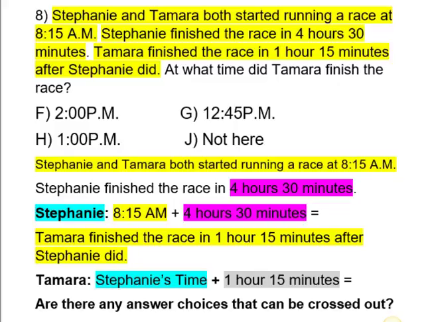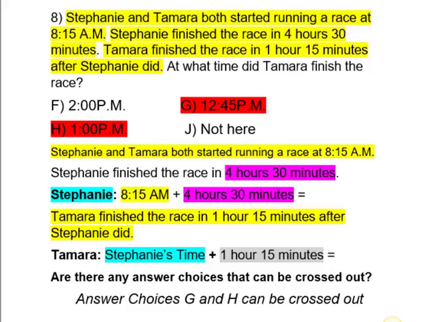Based on this information, are there any answer choices that can be crossed out? If you said G and H, you are correct. Okay, because for Stephanie's time, we add 4 hours. That'll make it from 8 o'clock, and you add 4 hours, that's 12 o'clock. And then we add 30 minutes to our 15, and that would be 12:45. So 12:45 is actually when Stephanie completed the race. So if Stephanie's time is 12:45 p.m. and we add another hour, we know that H is incorrect as well, because Tamara finished an hour and 15 minutes after Stephanie's time, and Stephanie's time is 12:45.